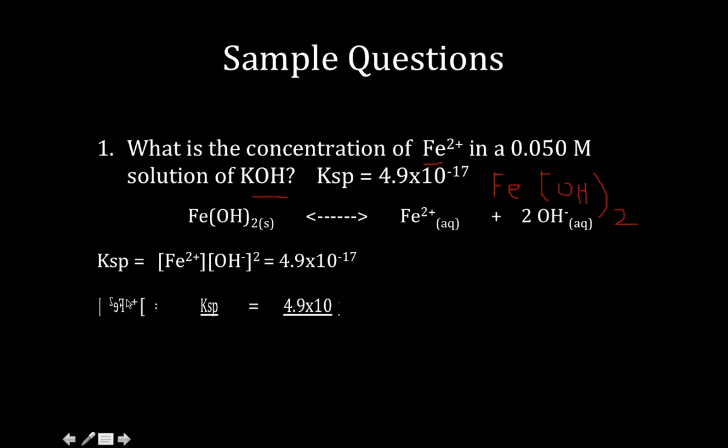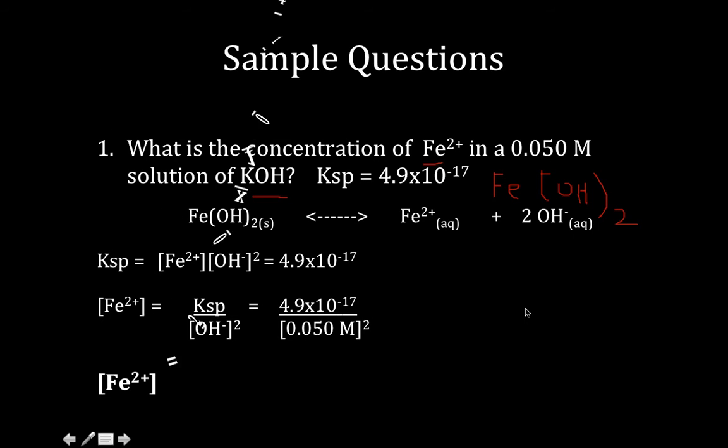So our Fe2+ equals our KSP divided by the OH minus squared. We substitute in our numbers. And we get 2.0 times 10 to the minus 14, big M. So again, this is common ion effect because we had the hydroxide already present in our equilibrium of Fe(OH)2. Next example.